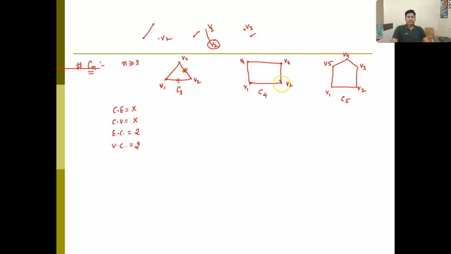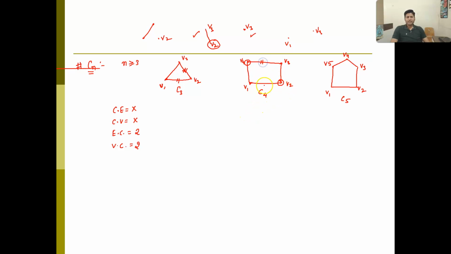In the same manner for C4, the cut vertex and cut edge do not exist. Vertex connectivity is 2. If I remove two opposite vertices, what is left? V1, V3, disconnected. So vertex connectivity is 2, and edge connectivity is 2.